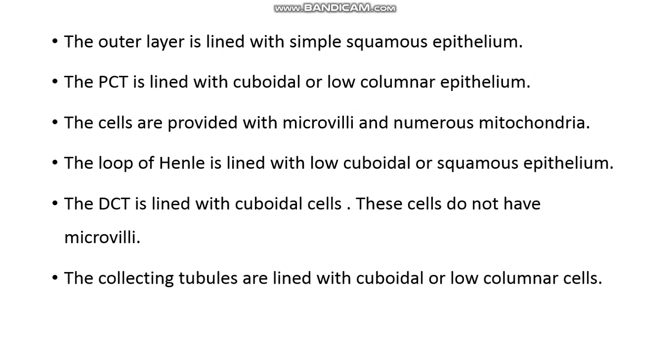Then the loop of Henle is lined with low cuboidal or squamous epithelium. Then the DCT, the distal convoluted tubule, is lined with cuboidal cells only, and these cells do not have microvilli. So the cells lining the PCT are provided with microvilli and numerous mitochondria. But the DCT is lined by cuboidal cells that are devoid of microvilli. It does not have any microvilli in its structure.